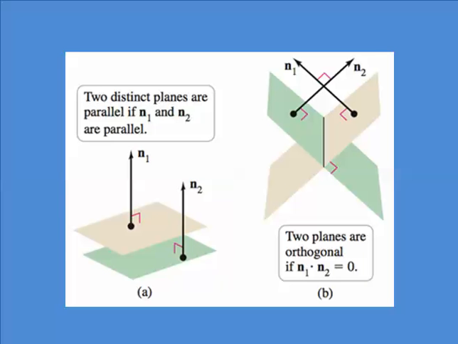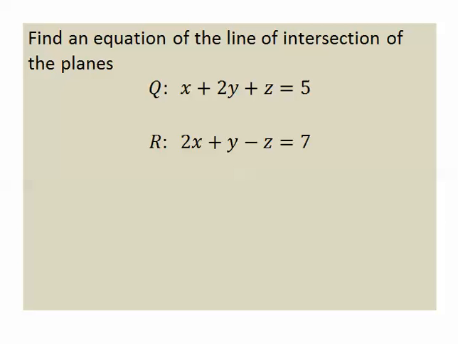Two planes are parallel if their normal vectors are parallel, and they are orthogonal if their normal vectors are orthogonal. In a new example, find an equation of the line of intersection of the planes. How do we know that the planes intersect at a line? If you look at the coefficients, you can see that they're not parallel.